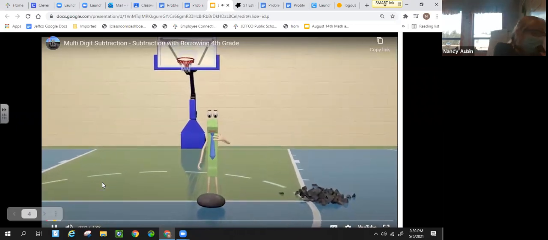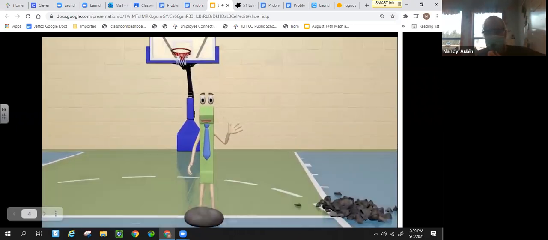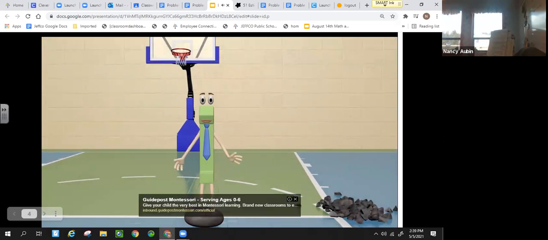Oh, hey, guys. I wanted to play basketball, but my neighbor is borrowing my basketball. I tried bouncing rocks, but as you can see, it just does not work. I am going to see if he is done with my basketball. Why don't you guys learn about borrowing and subtraction while I go get the ball?